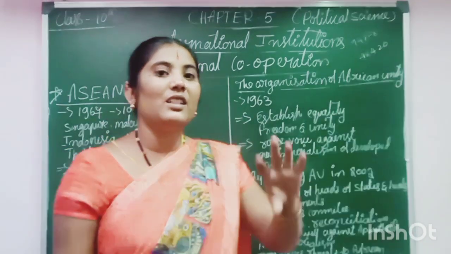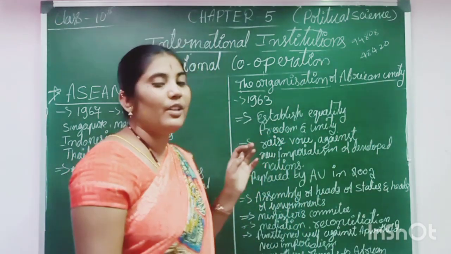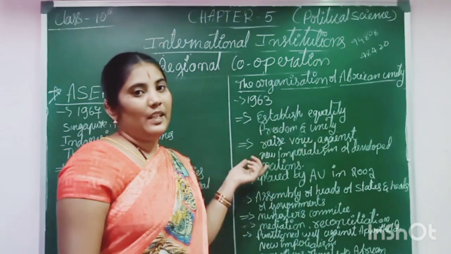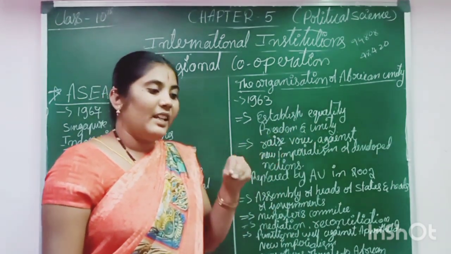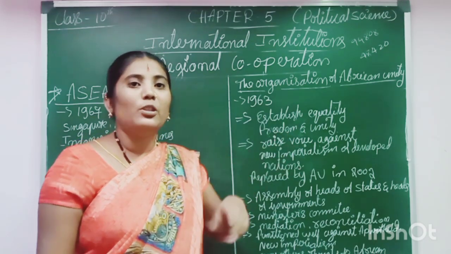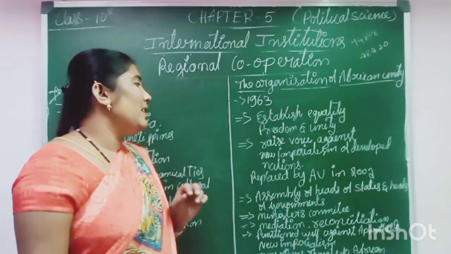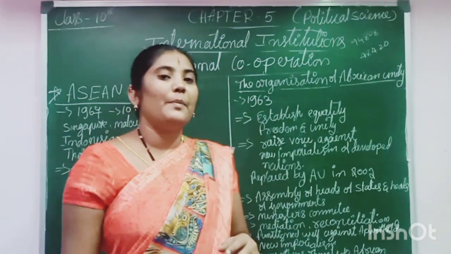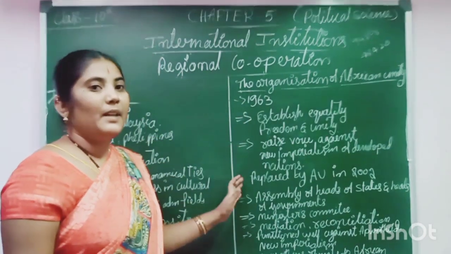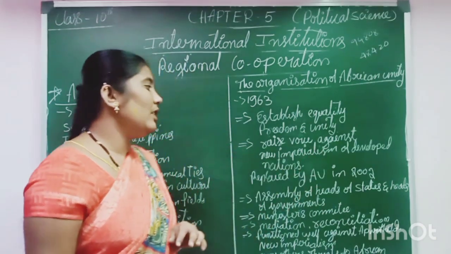Imperialism, in the sense of one sovereign country being controlled by another sovereign country, is called imperialism. So it always raises its voice against imperialism, because naturally it knows the pain of imperialism. Afterwards it was replaced by the AU, the African Union, in the period of 2002.